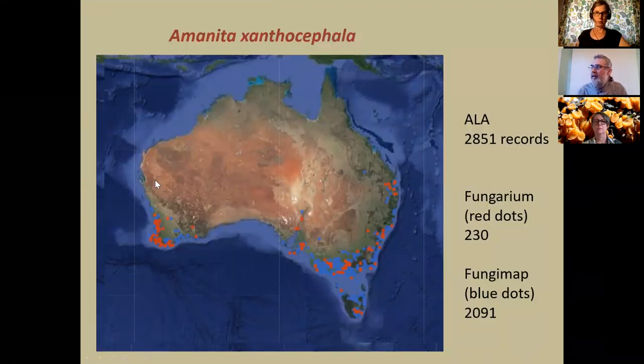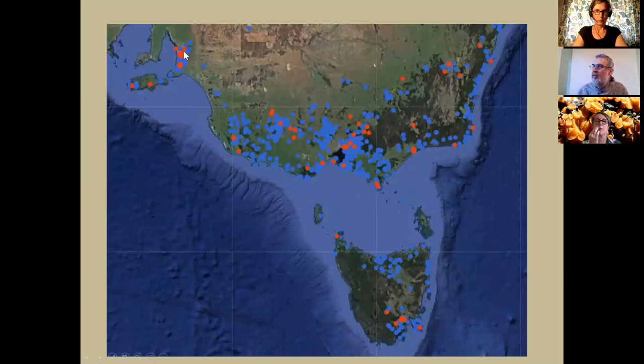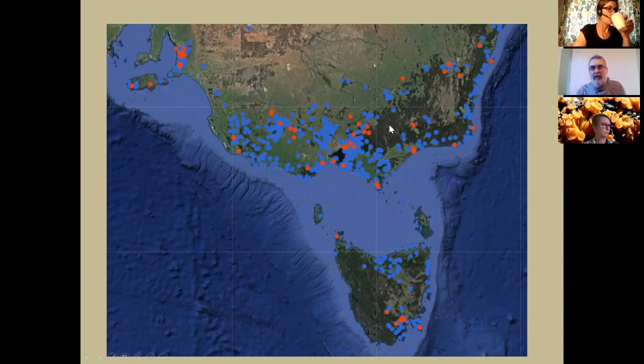And what we're now seeing is distributions like this. So here, the Fungimap records are the blue dots, and unfortunately it doesn't contrast very well, I'm sorry about that, but the red dots are the fungarium specimens sitting on top of the Fungimap data. So if we drill in a little bit and look at Victoria, you can see how the Fungimap records really fill in. So I often talk about the fungarium records being like the skeleton of a distribution. They give you the broad overview of where something is. And then the observational data fills in the flesh around it and really gives you the detail.